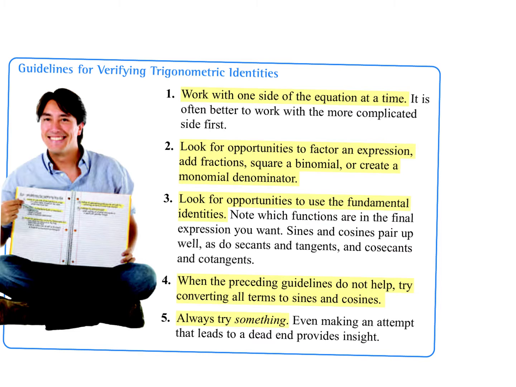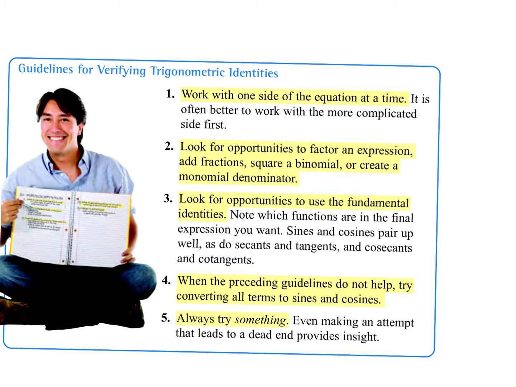You want to look for opportunities to factor, to add fractions together, to square a binomial, or to create a monomial denominator. You want to simplify. If you have a denominator, you want to try and get rid of it. If you have a denominator that has a plus sign, you want to try and get rid of it so it's only one term in the denominator, something like that. You want to try and use your fundamental identities. And you want to stay organized.